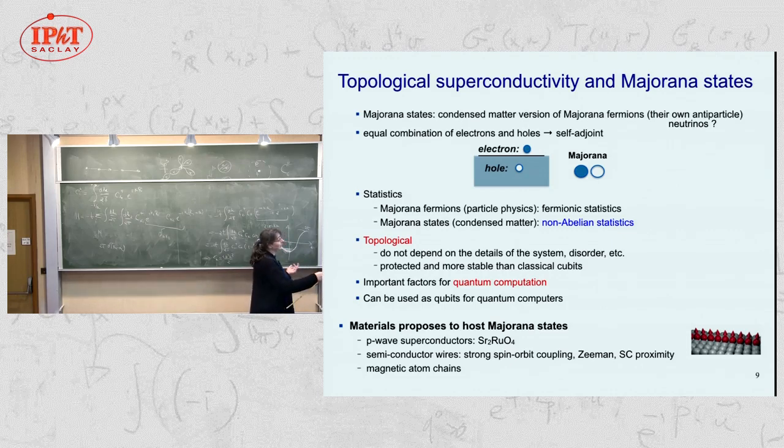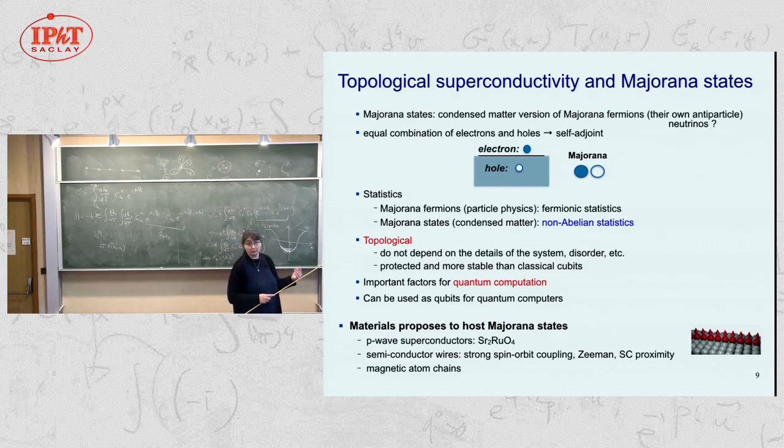However, while the Majorana fermions in particle physics have fermionic statistics, because they are purely fermionic excitations, Majorana states in condensed matter have non-abelian statistics, which is a bit bizarre. I'm not going to get too much into that, but for your general culture, it is good to know that the Majorana states in condensed matter don't have fermionic statistics, but non-abelian statistics. Meaning if I exchange them, they don't just change phase like fermions, but they get a very complicated mess of their wave function. So that's non-abelian statistics in two words.